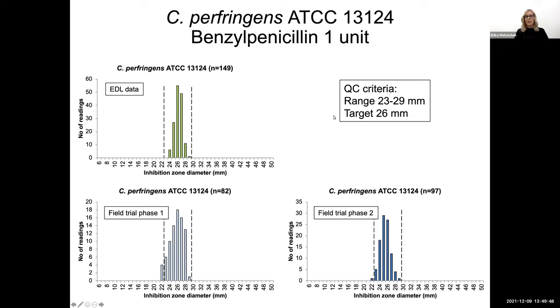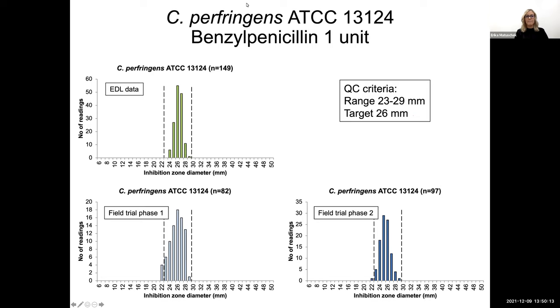Next is Clostridium perfringens QC strain with benzylpenicillin 1 unit, and a very easy zone diameter to read, a very nice and narrow distribution. And comparing this distribution to QC strains of aerobic bacteria, such as E. coli and Staph aureus, these look really good and very similar to what we see for aerobic QC strains.